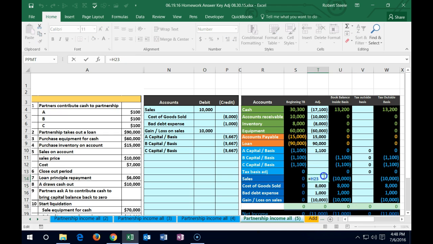So let's double click here. We're going to go to the end. That plus the 10,000 makes this go to 0. The 8, double clicking on it, plus the 8 credit makes it go to 0. The 1,000 plus the 1,000 credit makes it go to 0. The 10,000 plus the 10,000 debit makes it go to 0. Then we have the 11,000 we're off by. We're going to apply that to our capital accounts.